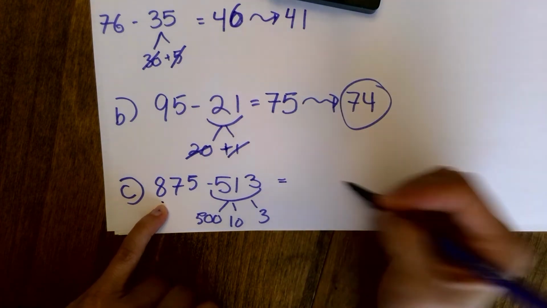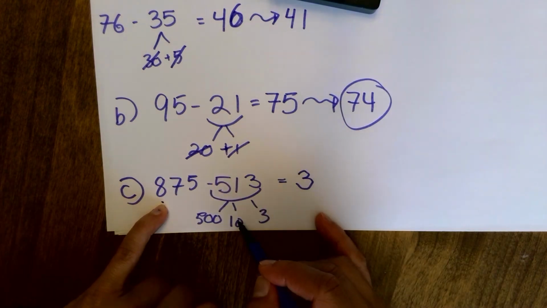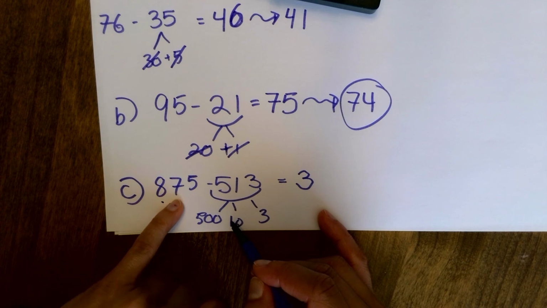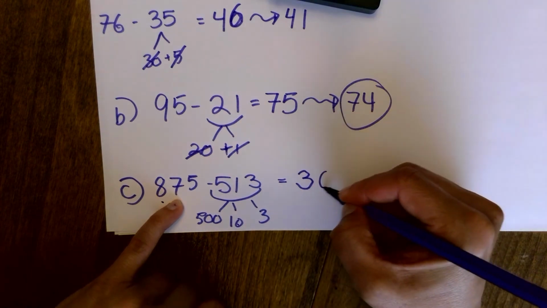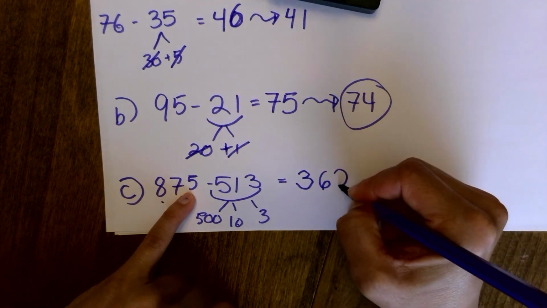So I take 500s from the 800. That leaves me with 300. I take 10 from 70. That leaves me with 60. And I take 3 from 5, and that leaves me with 2.